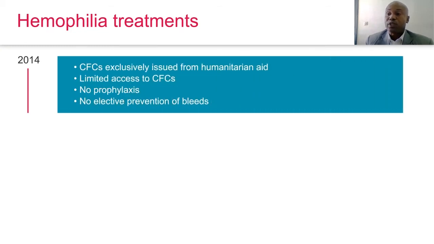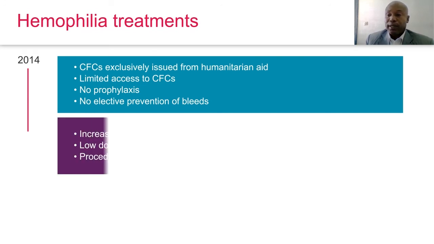Here is a summary of the evolution of hemophilia care in Ivory Coast during recent years. Until 2014, clotting factor concentrates came exclusively from humanitarian aid. There was limited access to clotting factor concentrates. There were no patients under prophylaxis. There was no elective prevention of bleeds by clotting factor concentrates administration or hemostatic treatment.